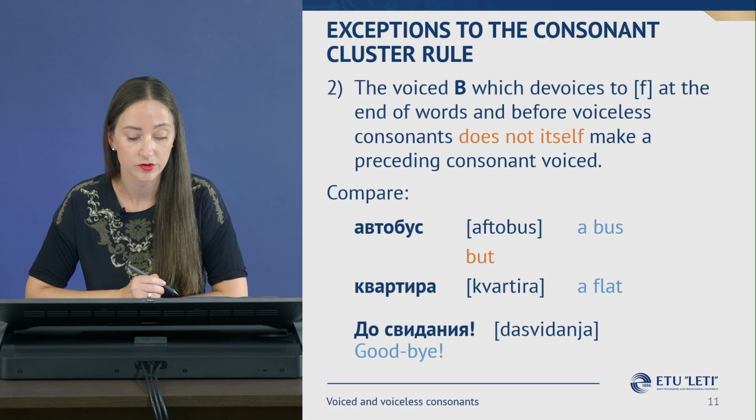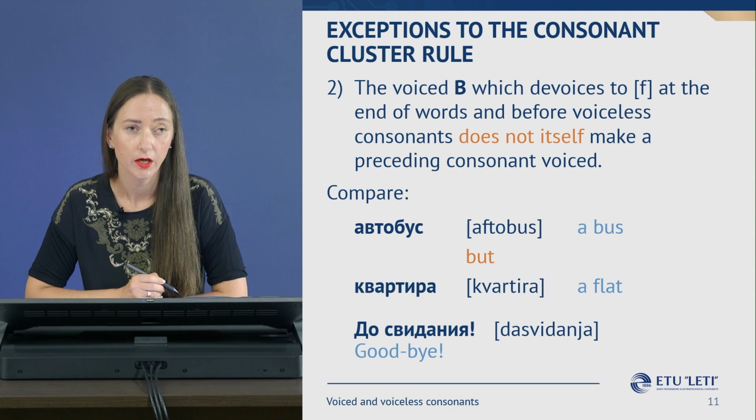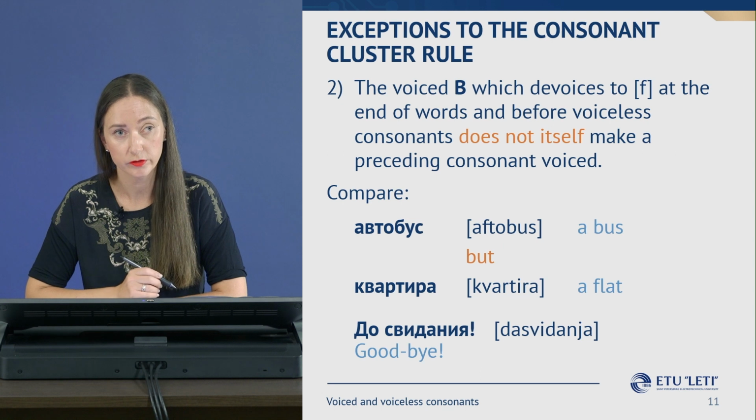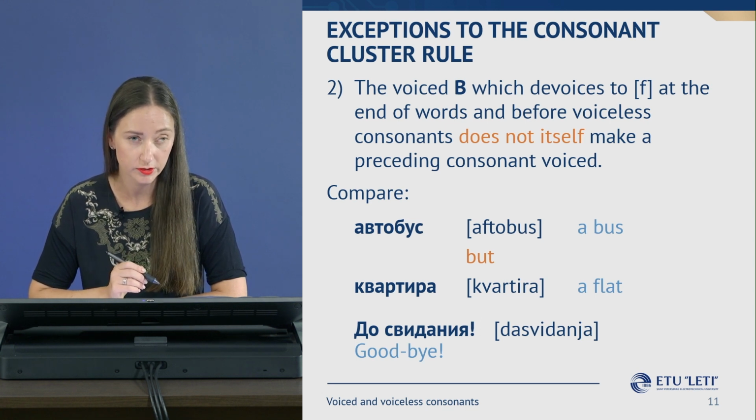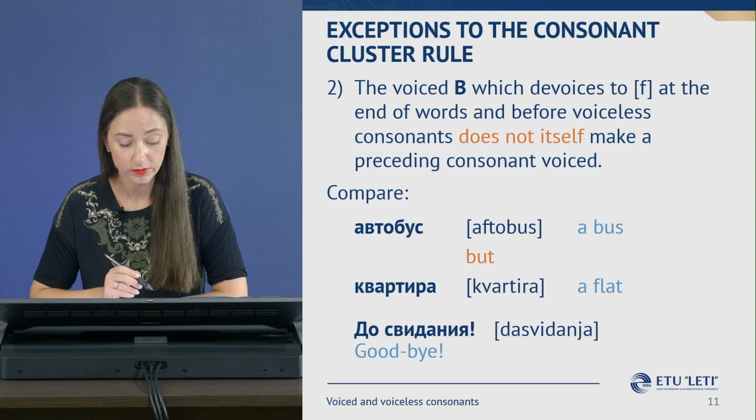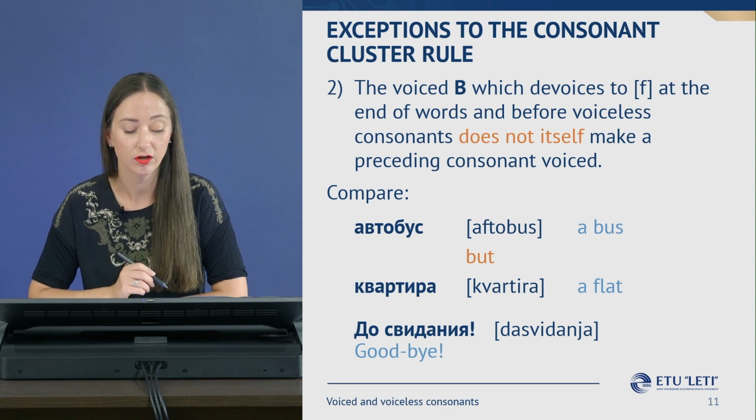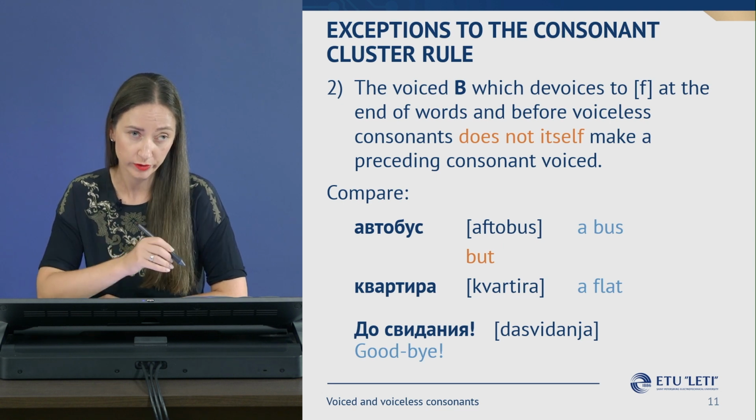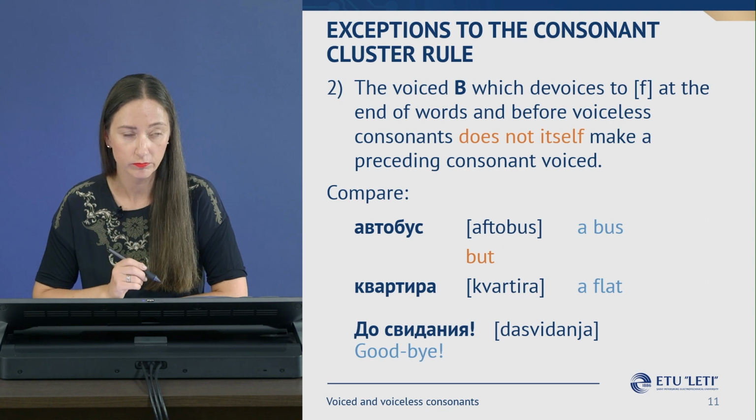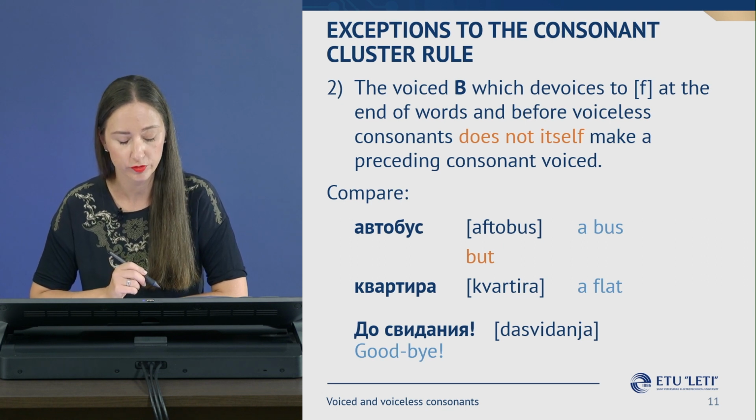The second exception to this consonant cluster rule is about the letter V. Even though V is voiced and it has a voiceless counterpart, F, and it does devoice to F at the end of words and before a voiceless consonant, V itself doesn't make a preceding consonant voiced. So V cannot affect your previous consonant. Let's look at the example. It will be easier for you to figure out.